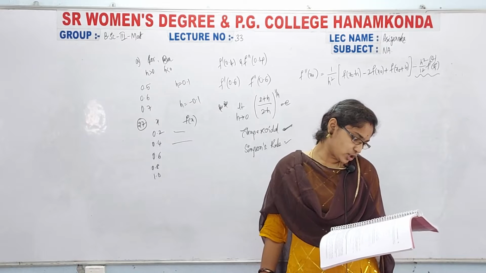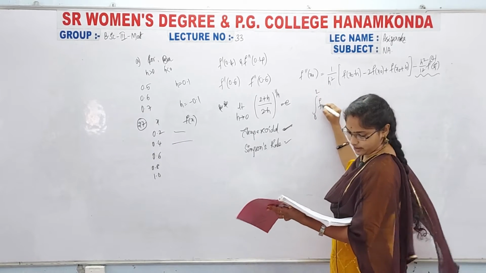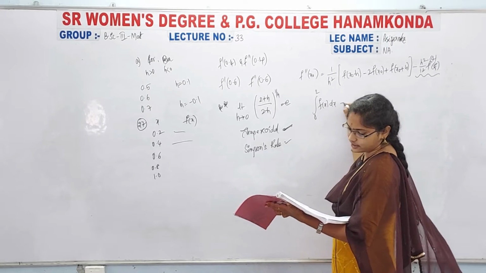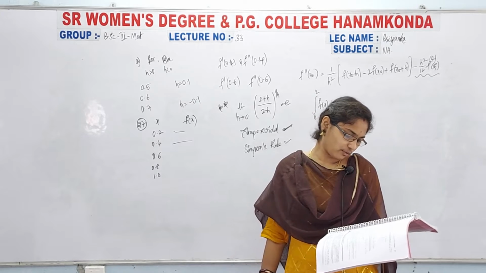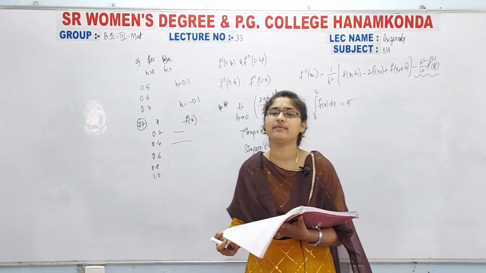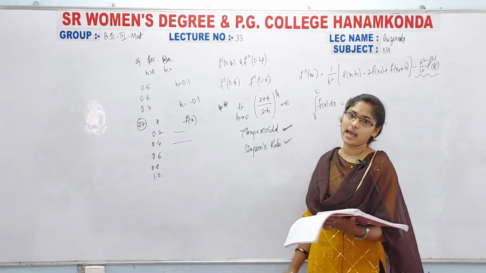Next, the trapezoidal rule applied to integral 0 to 2 f of x dx gives the value as 5, and the midpoint rule gives the value 4. What value does Simpson rule give? Simply we have to calculate the answer for the Simpson rule. That means there we have to apply the Simpson rule.